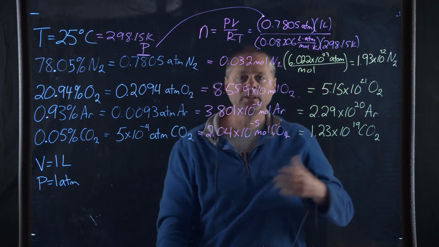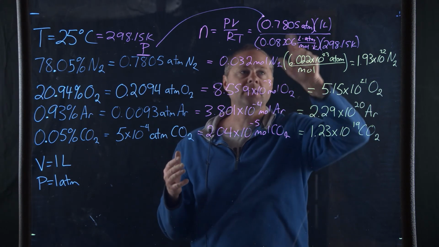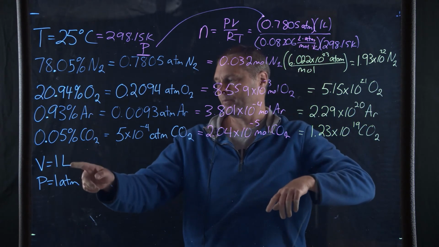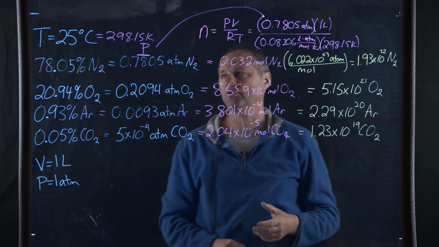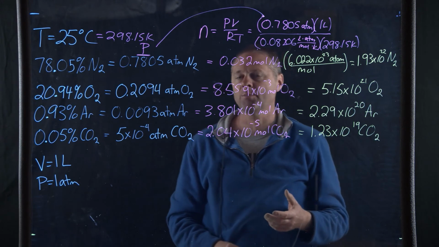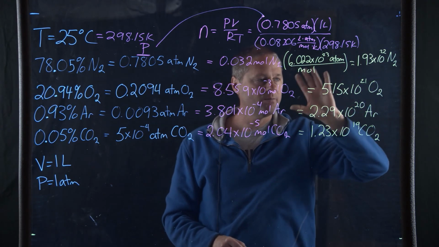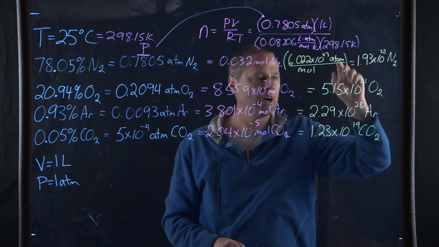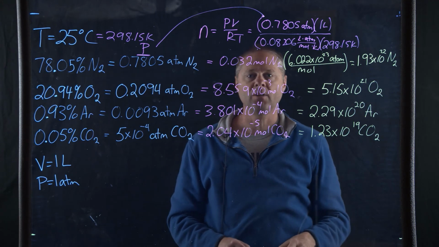And so if we have a liter of air, at 1 atmosphere, and the volume is 1 liter, and the temperature is room temperature, about 25 degrees Celsius or 298.15 Kelvin, these are going to be the number of nitrogen molecules, oxygen molecules, argon atoms, and carbon dioxide molecules.